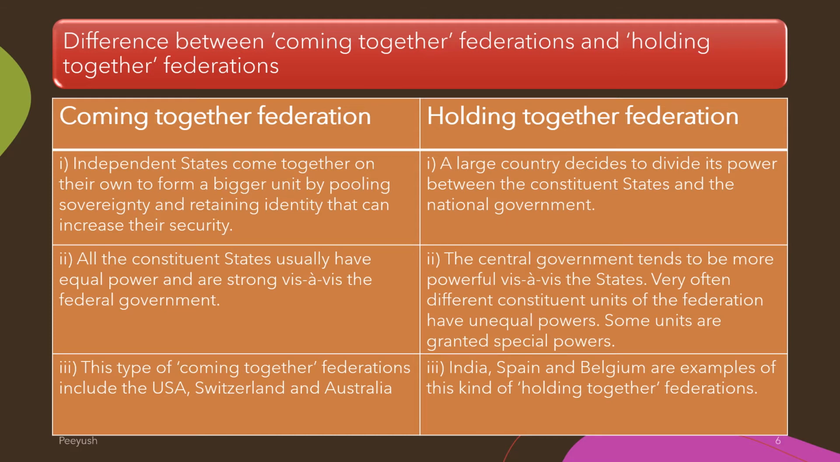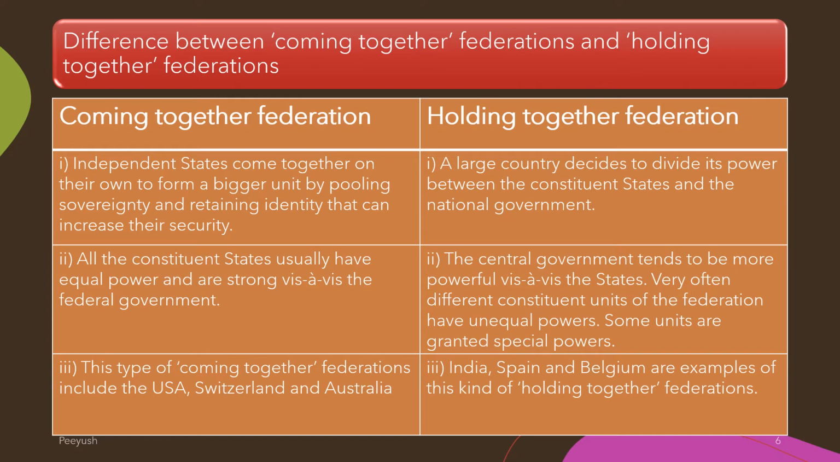So you got a clear idea about coming together federation and holding together federation. In coming together federation, since different states come together and decide to stay together, of course they would keep their power, and hence the balance of power goes in this way, that the state governments remain stronger vis-a-vis federal government. However, in the holding together federation, the central government divides its power to the constituent units. So it gives its power to the different states, and hence the central governments are more powerful.